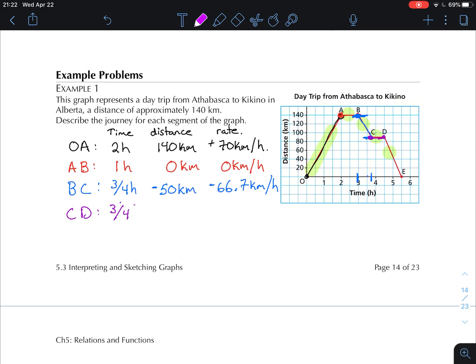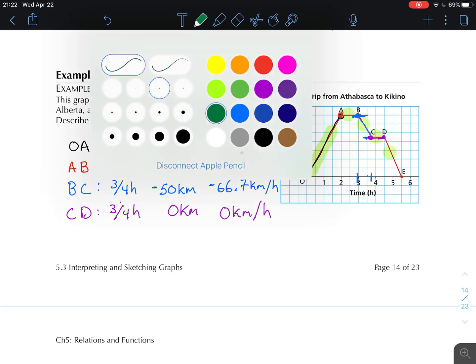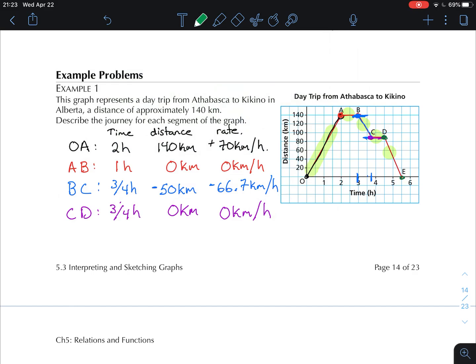C to D is another 3/4 of an hour. They traveled 0 kilometers, that's how far up and down it went, for a rate of 0 kilometers per hour. Our last one, from D to E, took 1 hour. And they went from 90 kilometers away to 0 kilometers away. So they traveled negative 90 kilometers for a rate of negative 90 kilometers per hour.